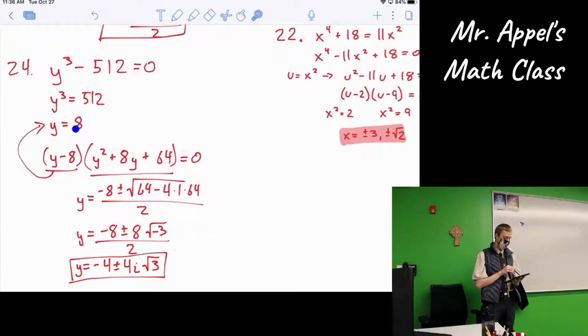There's 24. One of our answers is 8. The other 2 answers are negative 4 plus or minus 4i root 3. Yeah, that one I pulled out the i. I don't know why I didn't on the other one.